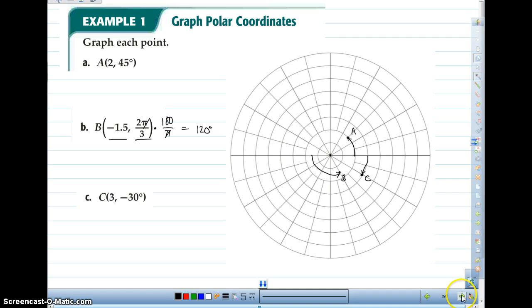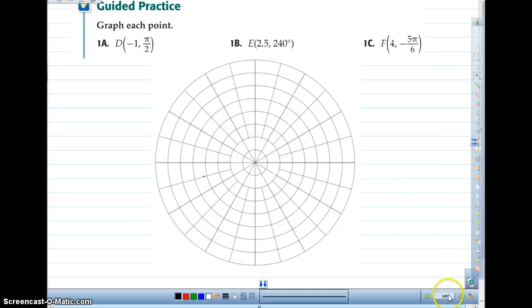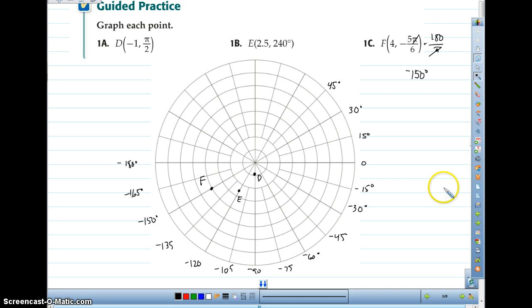So I'll give you 3 points to try on your own. D, E, and F, you can actually graph them on the same graph we just did our first example on. Okay, if you want to check your answers, here's where D, E, and F should locate. I didn't draw the arrows in when I worked it out, but I'll go ahead and add those in now.